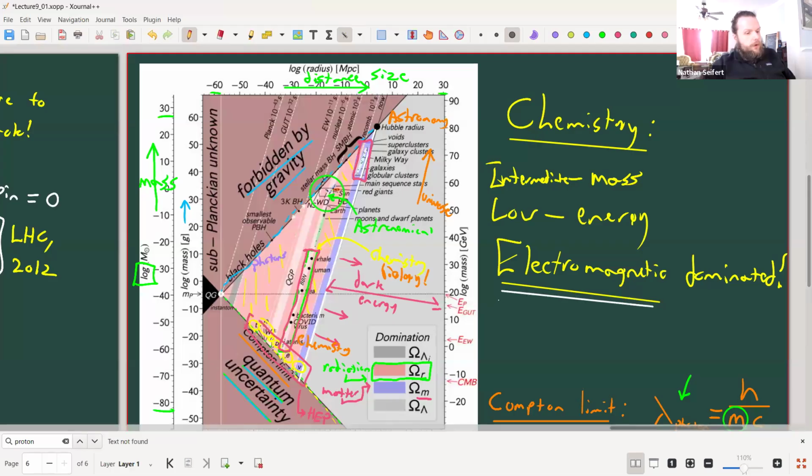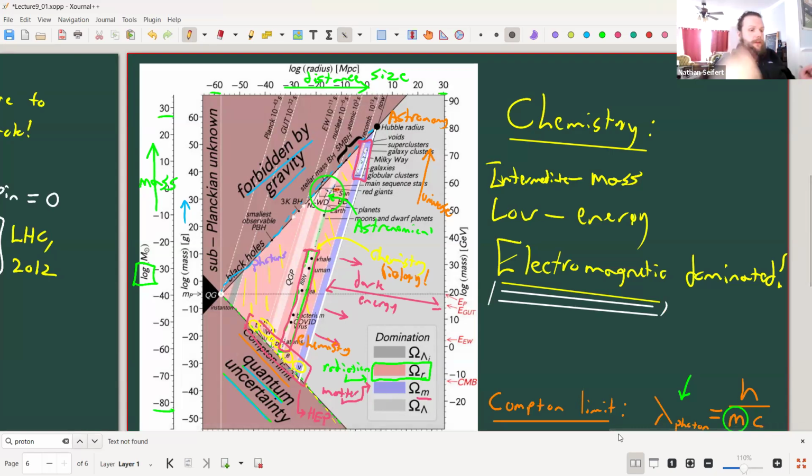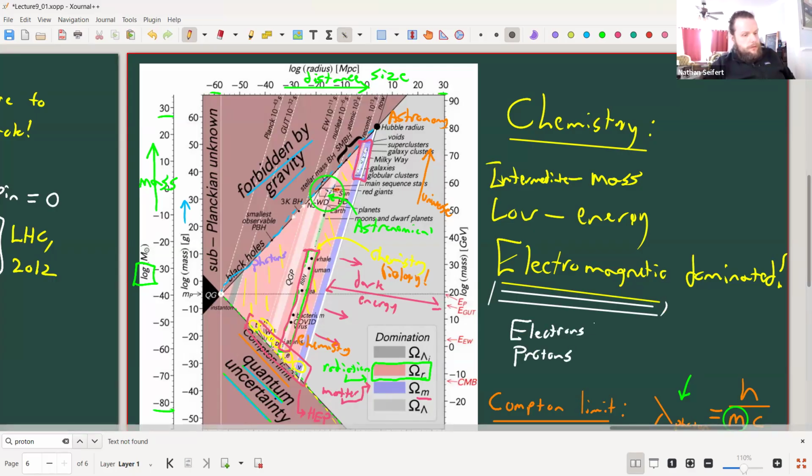So we don't ever have to worry about the strong or the weak force so much in chemistry because we're not anywhere near the right size or mass, the mass or length scales to worry about that. Rather, we only have to worry about the strongest force that's available, which is the electromagnetic. So chemistry ultimately comes down to the interactions between electrons and protons. This is the most important part.